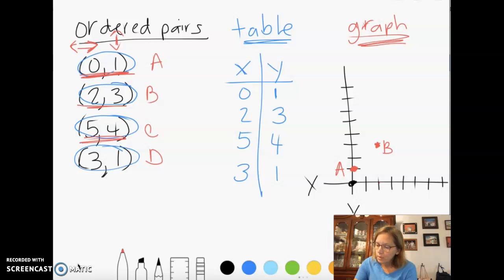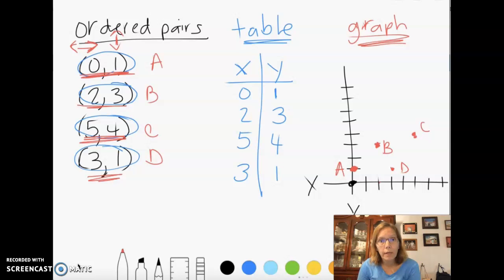The next one is 5, 4. So I'm moving to the right 5, 1, 2, 3, 4, 5, and up 4, 1, 2, 3, 4. And then my last one is 3, 1. So to the right 3 and up 1. And that's my final point. So this is 3 ways that you can show a relation.